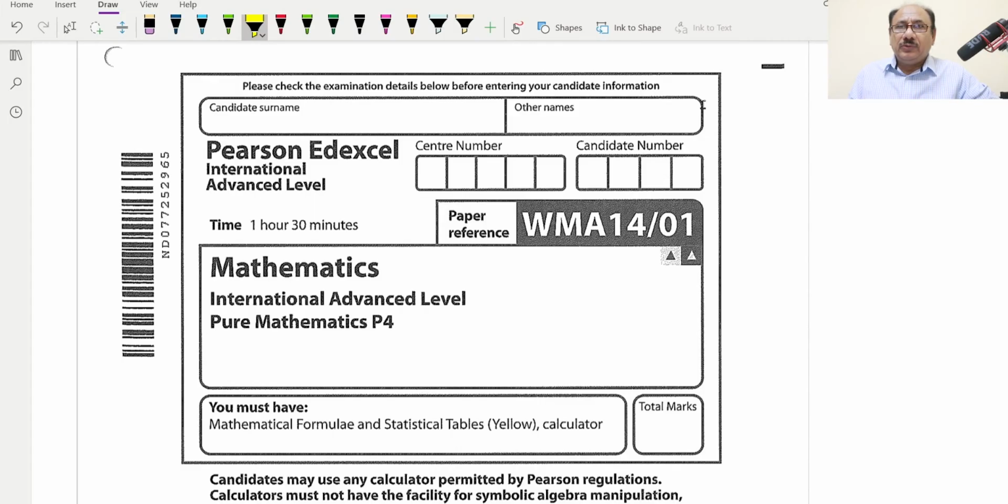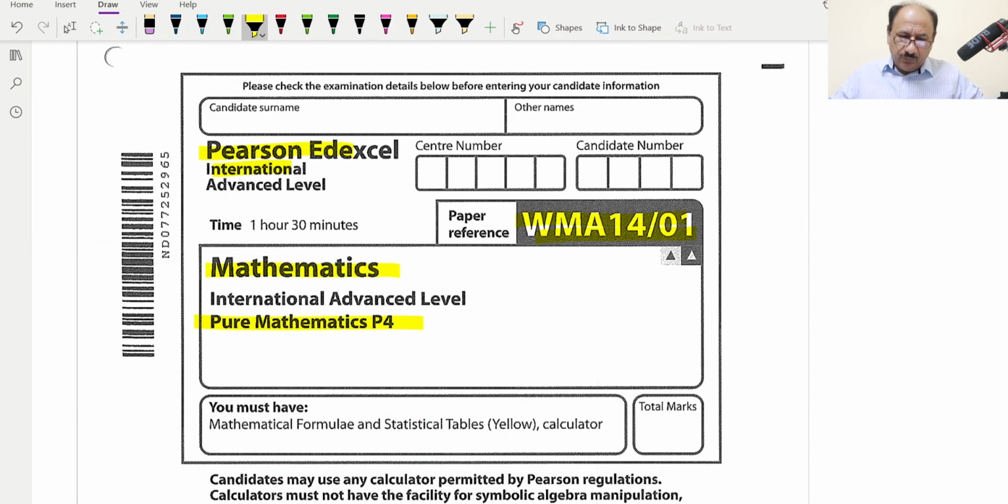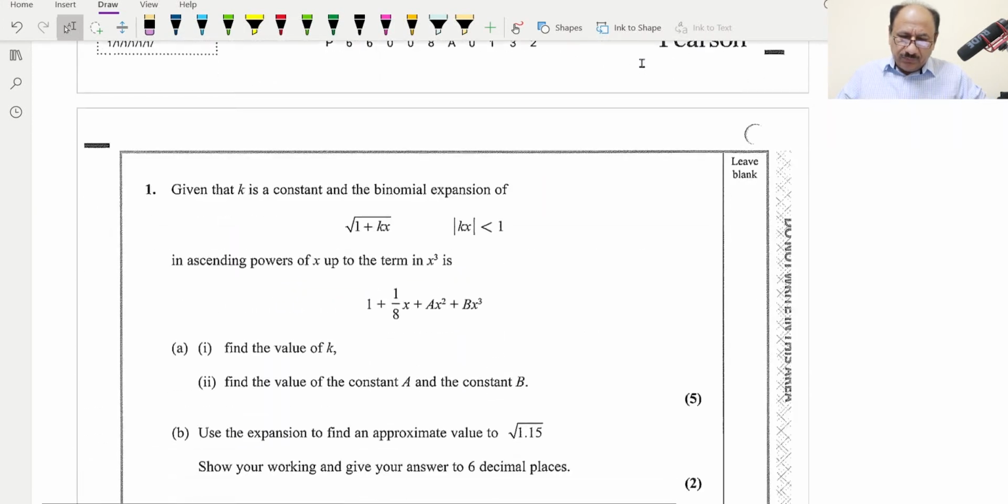Hello everyone. Today we'll be going through mathematics paper WMA14/01 Pearson Edexcel. This is Pure Mathematics Paper 4, International Advanced Level.